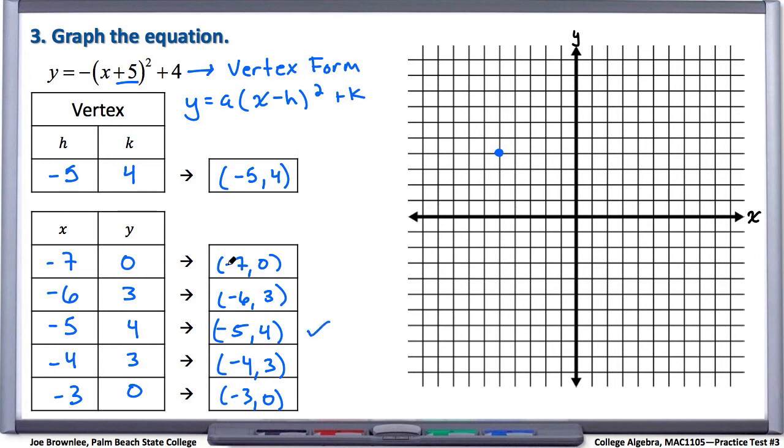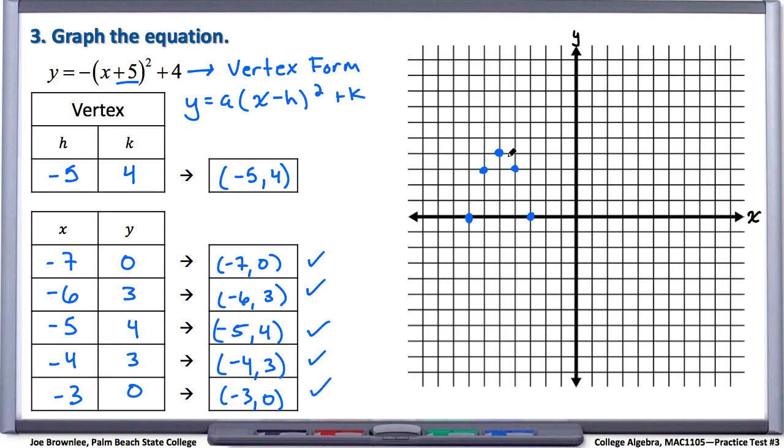So let's see. Let's graph negative 7, comma 0. So negative 1, negative 2, negative 3, negative 4, negative 5, negative 6, negative 7. And we're not going up or down any on the y-axis. So there is negative 7, comma 0. How about negative 6, comma 3? So there's negative 6, positive 1, 2, 3, right there. And then negative 4, 3, so negative 1, negative 2, negative 3, negative 4, 3, right there. And lastly, negative 3, comma 0, negative 1, negative 2, negative 3, comma 0.